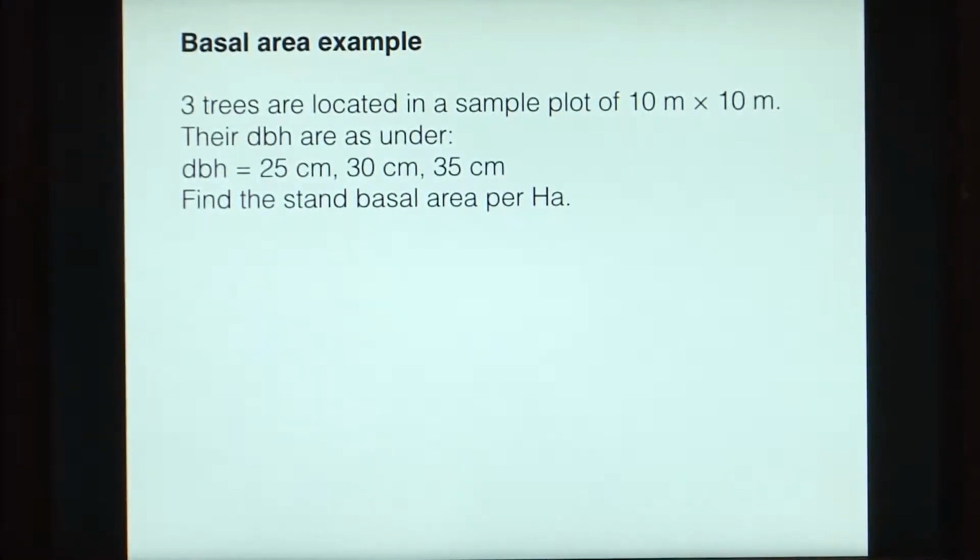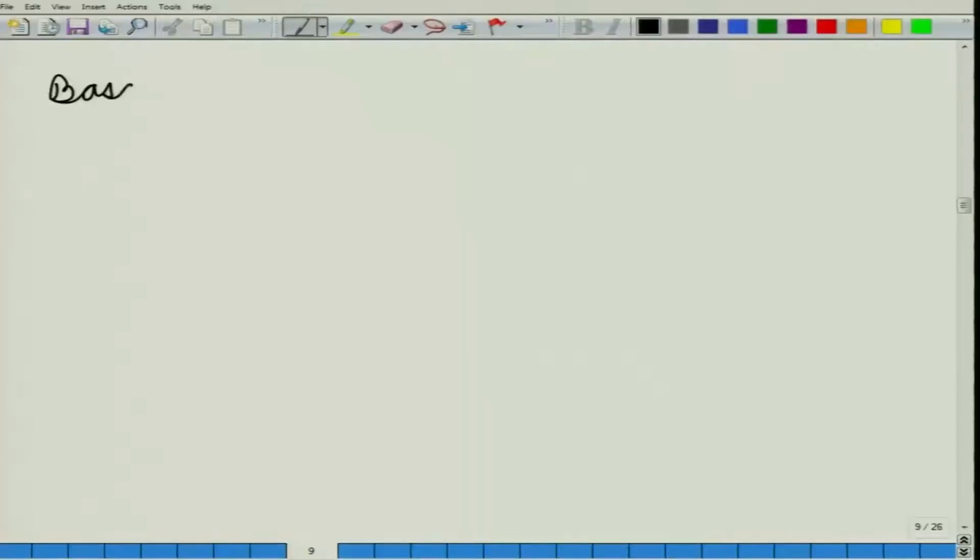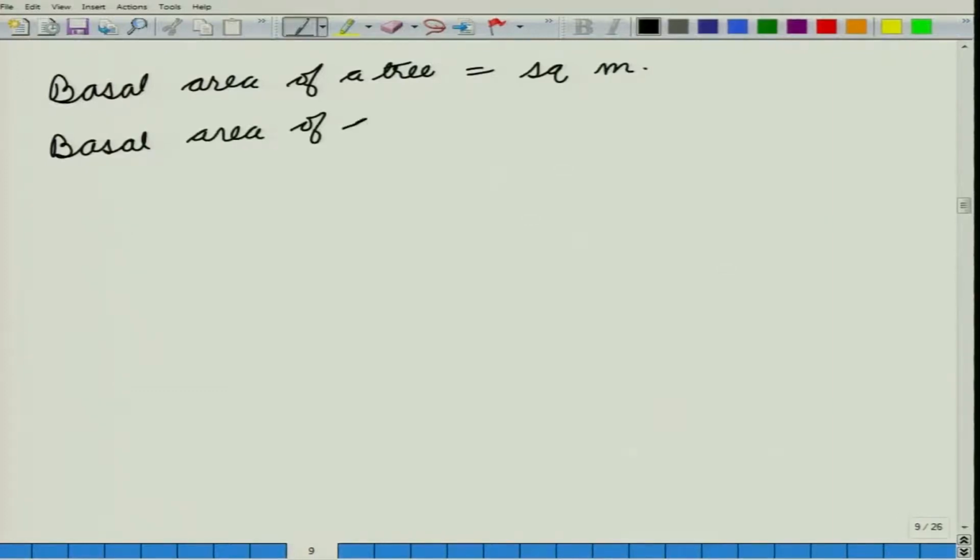Now, here we need to remember that the basal area of a tree is given in square meters, but the basal area of a stand is normally represented as square meters per hectare. So, it is the basal area of all the trees combined divided by the area of the plot. The area of the plot is generally represented in hectares.